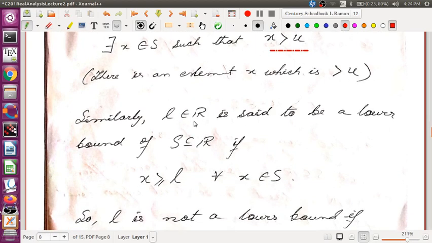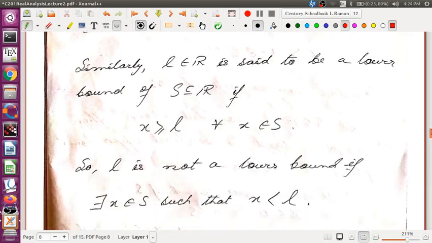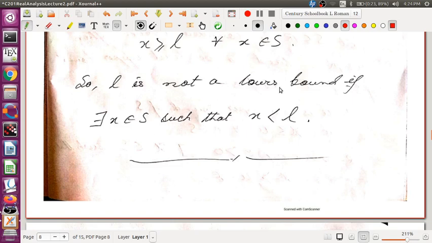Similarly, L belonging to R is said to be a lower bound of S if x is greater than or equal to L for all x inside S. So L is not a lower bound of S if there exists an element x inside S such that x is strictly less than L.